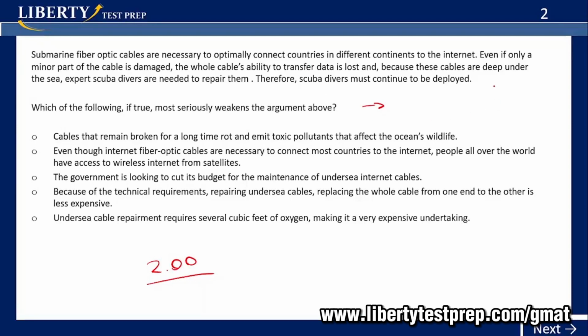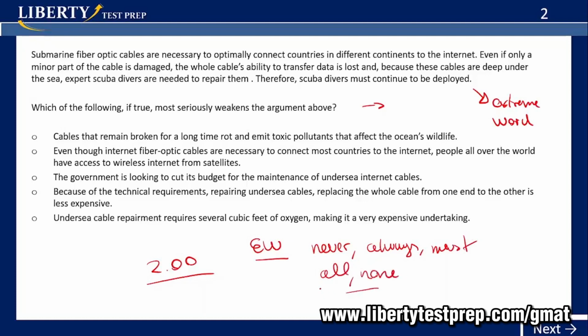Okay, so basically here we have to be careful with the extreme word. Extreme word in the conclusion, right? What are extreme words? Extreme words are things like never, like always, like must, okay, must, all, none. Whenever you see one of these words in the conclusion, you have to pay very close attention. So here we have scuba divers must continue to be deployed. This is a conclusion. Okay, so basically with must, they're saying that's the only way. There's no other way. That's the only way in which you can solve something, right?